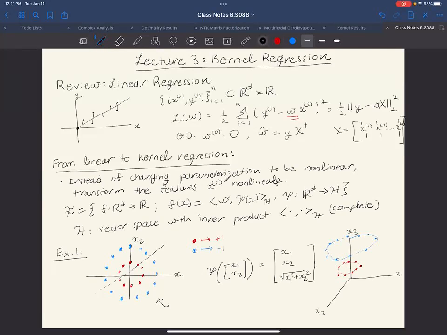Now, if I ask the same question here, what happens if I want to use a linear model in this space? I want to draw a plane that separates the red and the blue circle. That's actually quite easy. I have a whole bunch of space here. I can just draw a plane. Everything above this plane is class -1. Everything below is class +1.